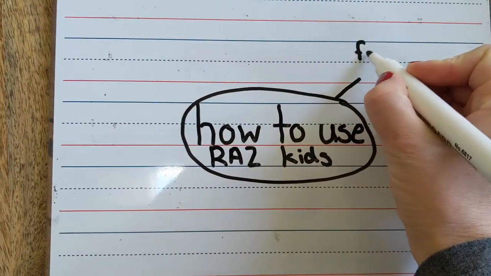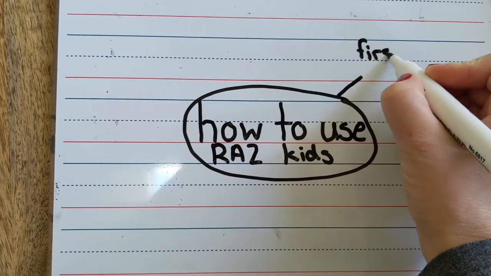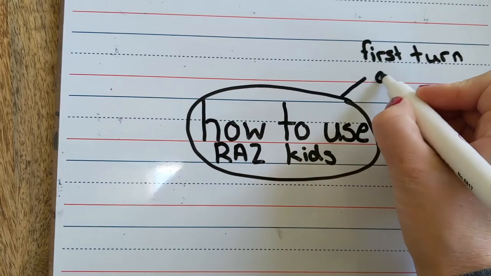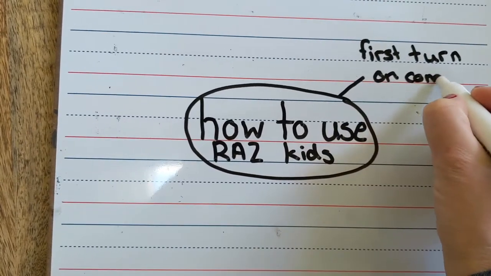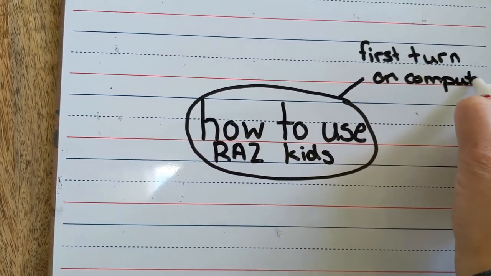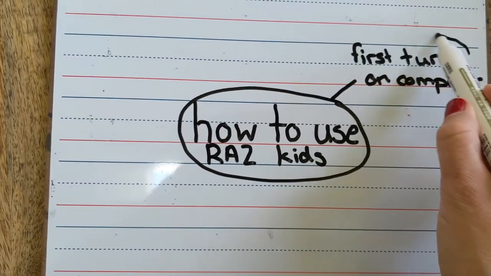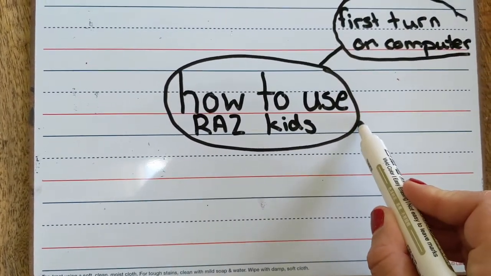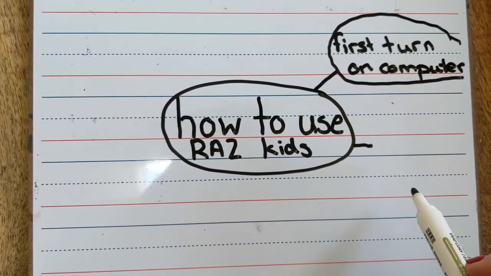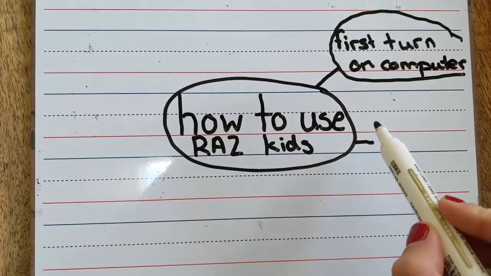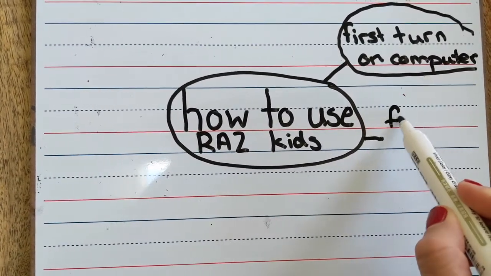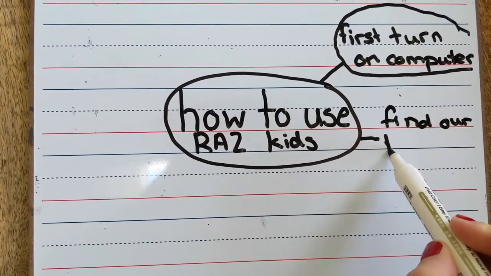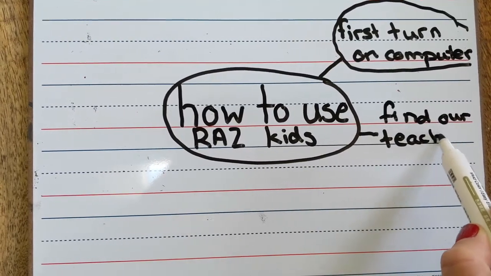Maybe you will say we need to turn on the computer. And you can see that I'm not writing a full sentence, and that's okay if we're doing a brainstorm. We only need to write a phrase or a couple words. The second thing we need to do for Raz-Kids is we need to find our teacher and enter our password.